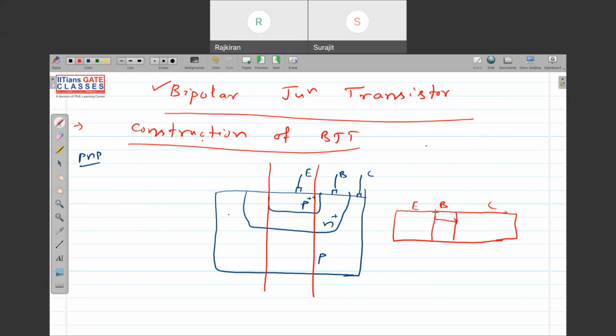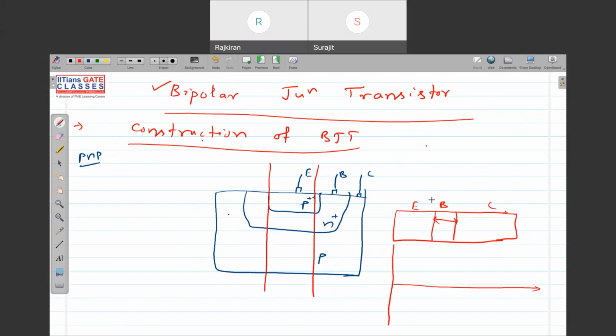We will see the base region is very thin compared to the collector region. We will understand why the doping is like this and why the base is much thinner compared to the emitter and collector. Suppose you want to plot a doping profile.